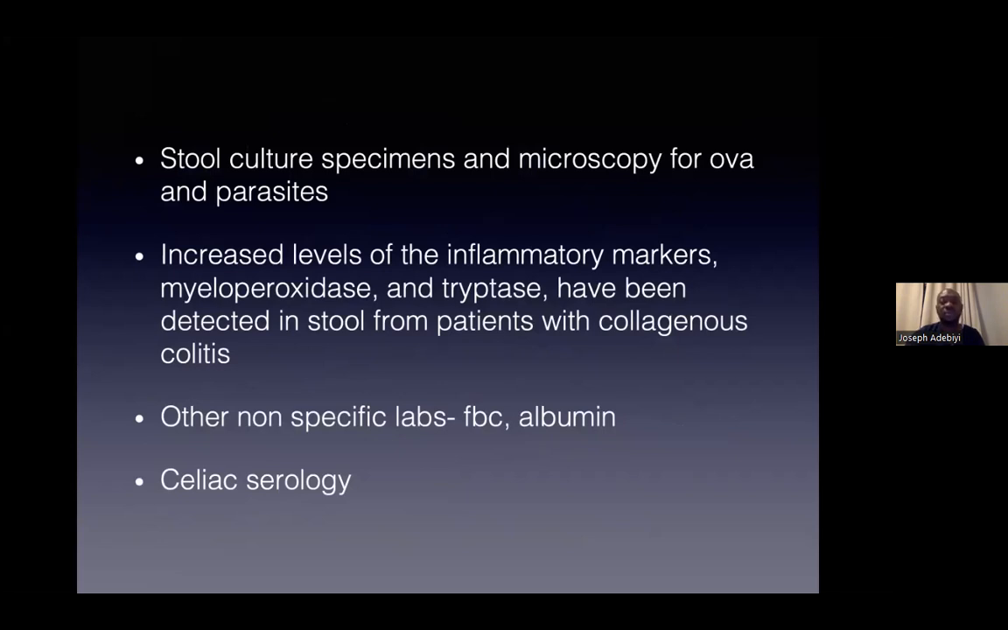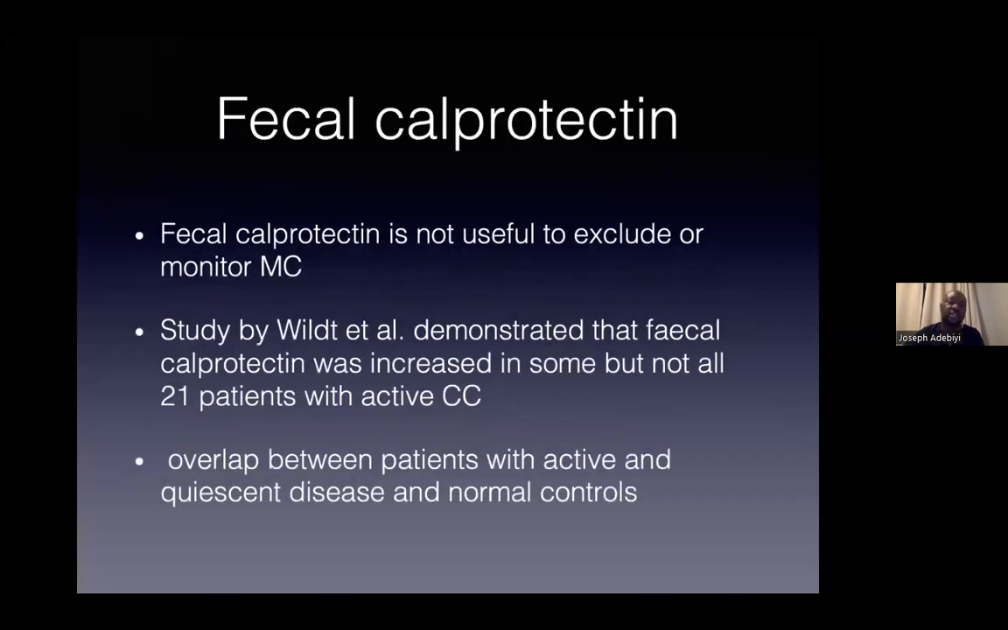specimens for microscopy and ova of parasites. There have been reported cases of inflammatory markers such as myeloperoxidase and tryptase being detected in the stools of patients who have collagenous colitis. And then all the other non-specific laboratory investigations that you need to do, your full blood count and your albumin, to look for anemia and other things that may be related to celiac disease. Of course, you want to do your celiac serology.